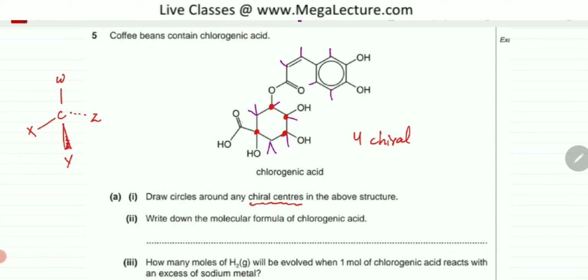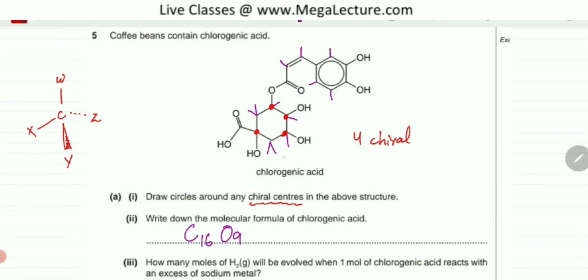So let's count the carbons first. That's 1, 2, 3, 4, 5, 6, 7, 8, 9, 10, 11, 12, 13, 14, 15, and 16. So there are a total of 16 carbons. Let's count the oxygens now. That's 1, 2, 3, 4, 5, 6, 7, 8, and 9. So in total, there are 9 oxygens.